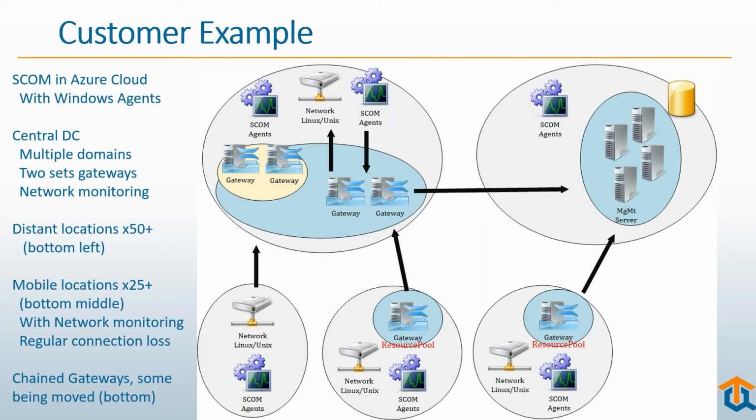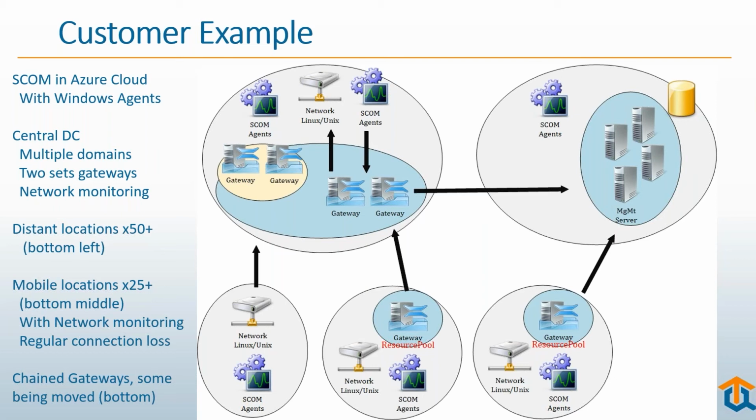Now, on the left top side, there's also a centralized data center location, which is a big site. And we placed a number of gateways there. We put 2 sets of gateways, and this is because 2 of the gateways, in this case, are in another domain than all of the others. So there's also a domain migration going on at the same time. You will see SCOM agents at the top, Windows agents from both domains. One set is talking to the gateways in its own domain, and the other set is talking to the gateways in the other domain.